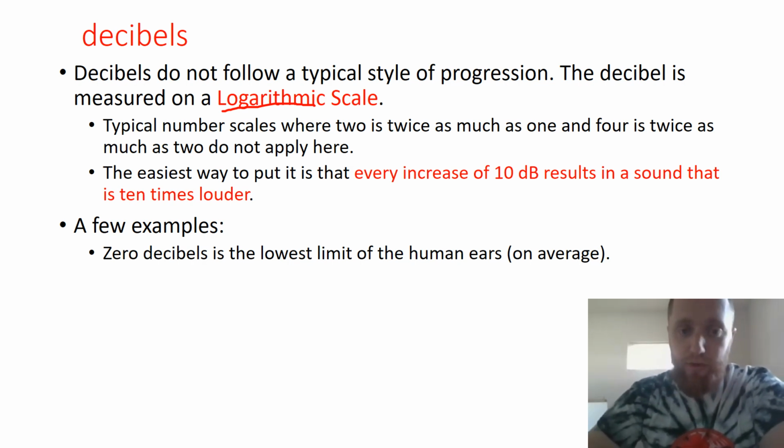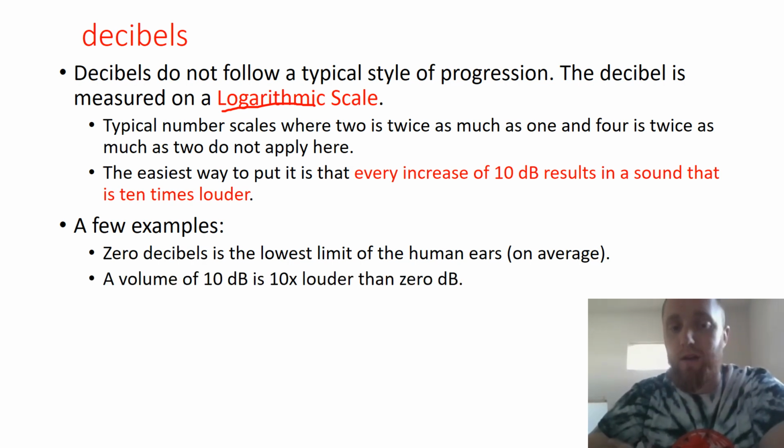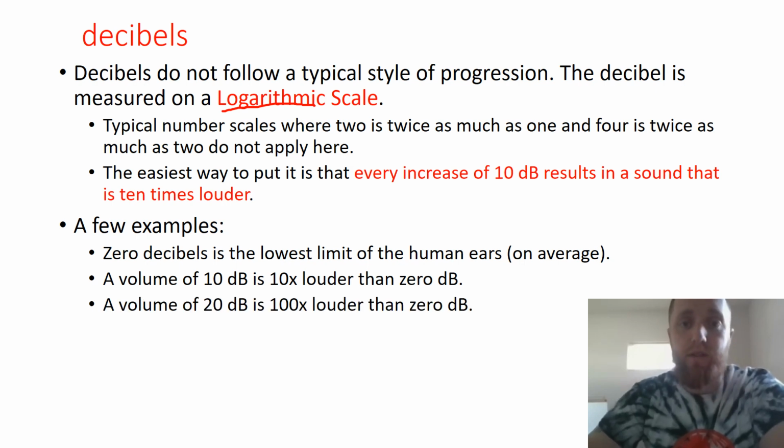So 0 decibels would be one of the lowest limits of human hearing on average. A volume of 10 decibels is 10 times louder than 0 decibels. 0 doesn't mean it's non-existent. It's just the minimum threshold for humans. We're egocentric enough like that to make 0 where we can stop hearing, not dogs, cats, or other animals. So 10 decibels is 10 times louder than 0.